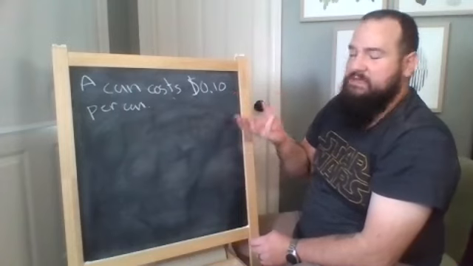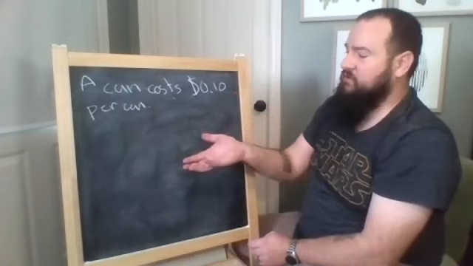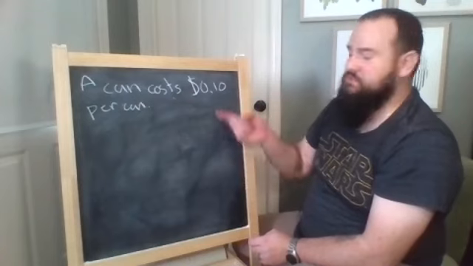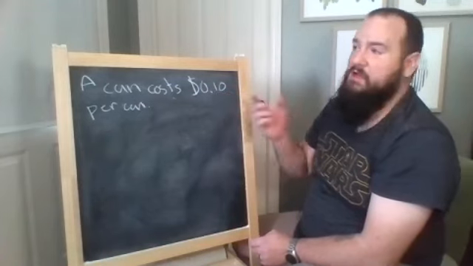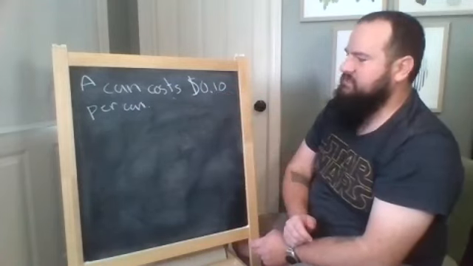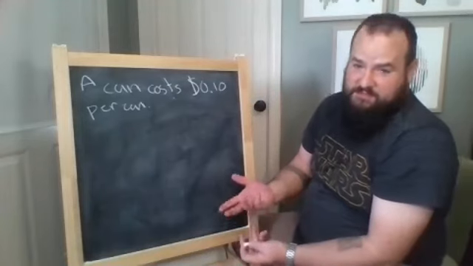Our slope is the rate of change. In other words, every can that we increase our purchase, the amount we charge goes up by 10 cents. And our starting value is 0, right?